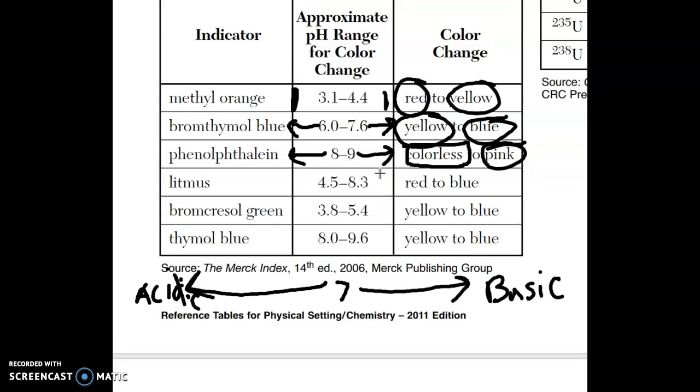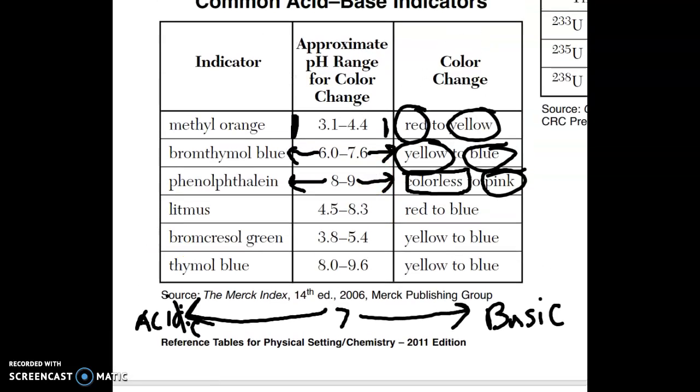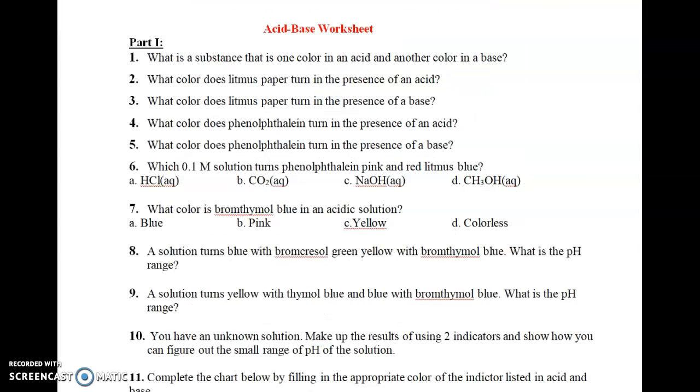Alright, we're going to do some practice problems with this and see how it goes. For the first question, it says, what is a substance that is one color in an acid and another color in a base? If it's changing color based on the acidity or basicity, that means that it is an indicator, because it is indicating to you what the pH is.